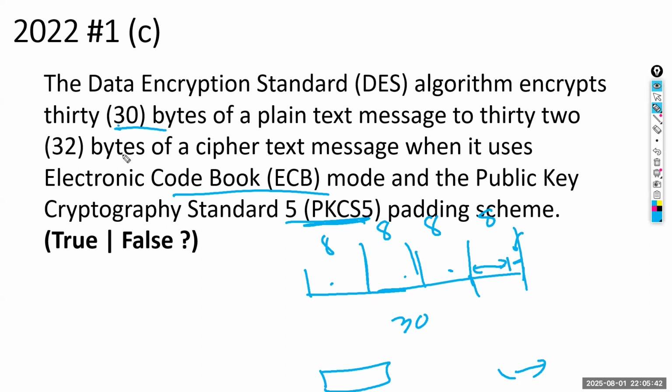Just because it is 30 byte, don't say 30 byte. After padding, this is 32. So therefore your ciphertext will be 32. So therefore the answer is correct. The answer is true. You need to explain this, right? You need to explain that 2 bytes are padded. So then each 8 byte block gives an 8 byte ciphertext. So therefore your ciphertext will be 32 byte, not 30 byte.